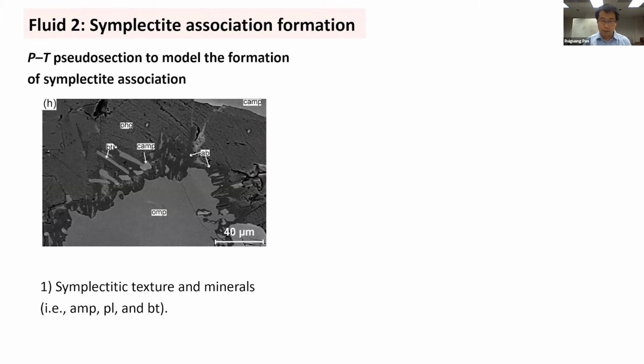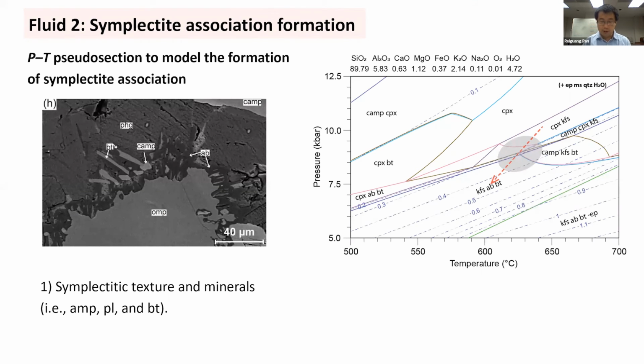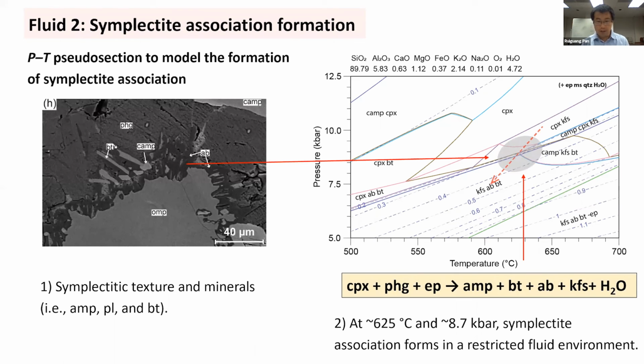Next is about modeling fluid 2, the formation of the symplectite association. We use this PT section to model the formation and PT condition of this reaction. We find in this modeling that it shows the reaction of clinopyroxene, phengite, and epidote forming amphibole, biotite, albite, K-feldspar, and water. This reaction indicates the formation of the symplectite, whose PT condition is at 625 Celsius and 8.7 kbar. The symplectite formed in a very restricted fluid environment.